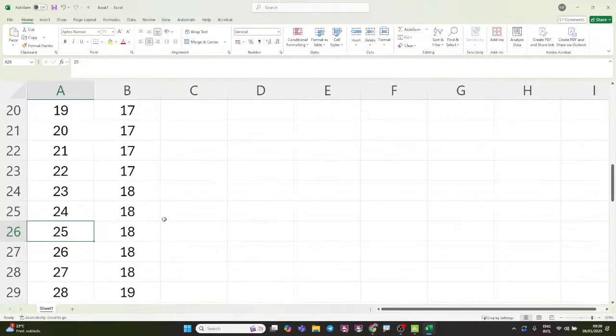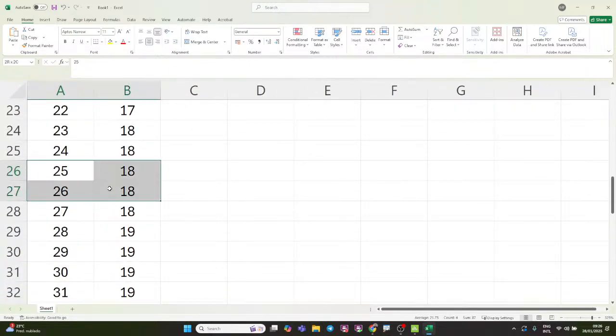So what is 25.5? Well, 25.5 is the number that is between 25 and 26. So what's the number that is between 25 and 26? The number that is between 25 and 26, 25 is 18, 26 is 18. Yeah? The number that is between 25 and 26 is really 18.